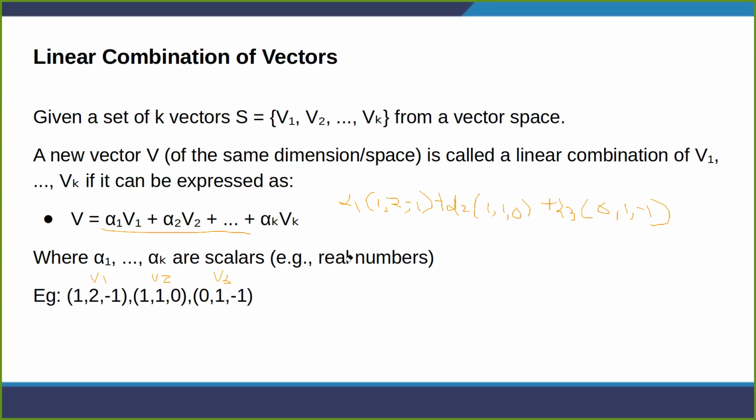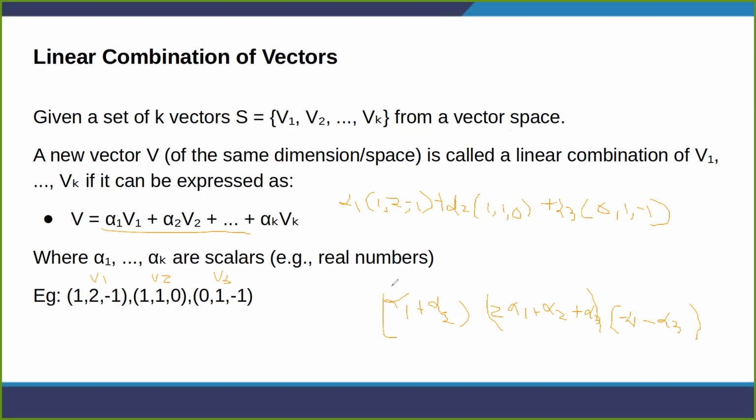So the first is alpha 1 plus alpha 2, because alpha 3 is 0. Then the second is 2 alpha 1 plus alpha 2 plus alpha 3, and the third is minus alpha 1, then 0, and minus alpha 3. So that is how this works.